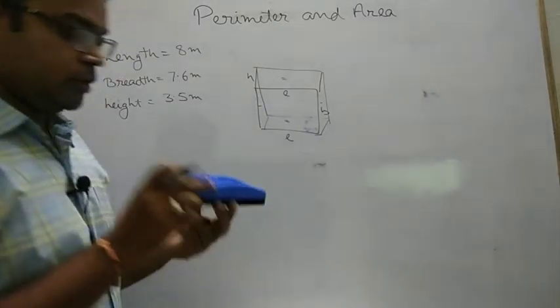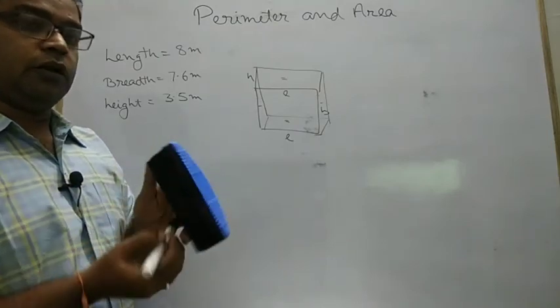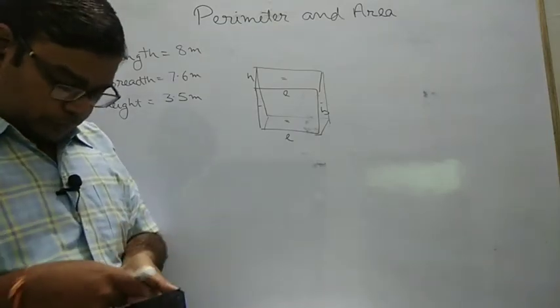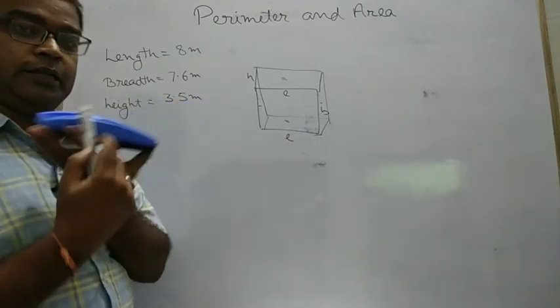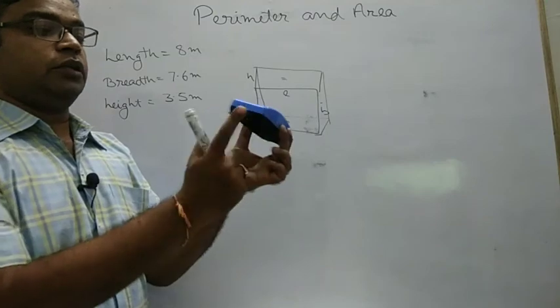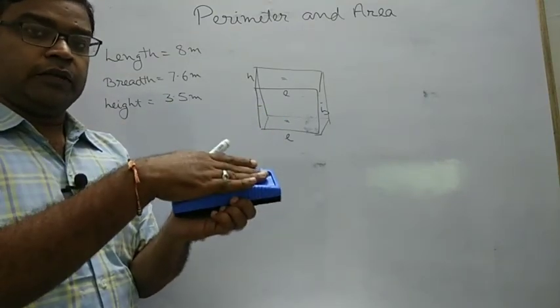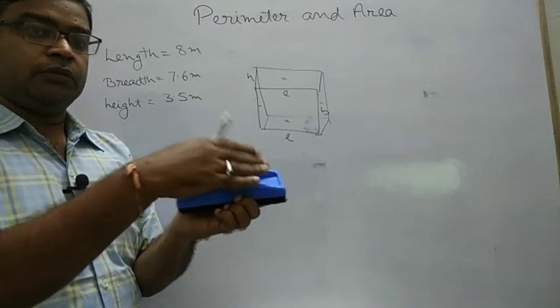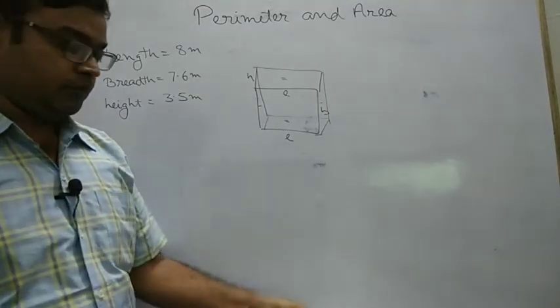You can assume that this is your room. This wall and this wall are equal. This wall and this wall. These two walls equal. These two walls equal. And there is a roof. Roof area we can easily find out by L into B, and walls area you can find out by L into H and B into H. So let's start.